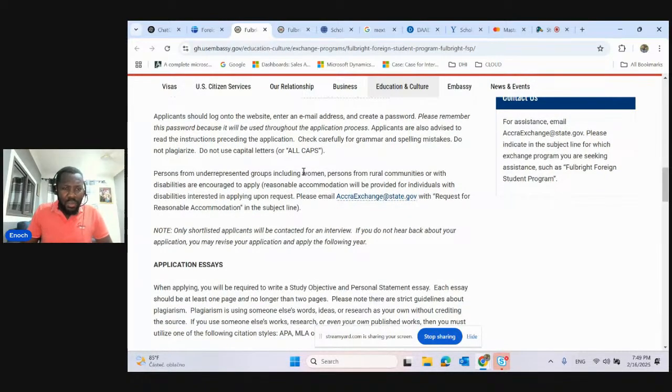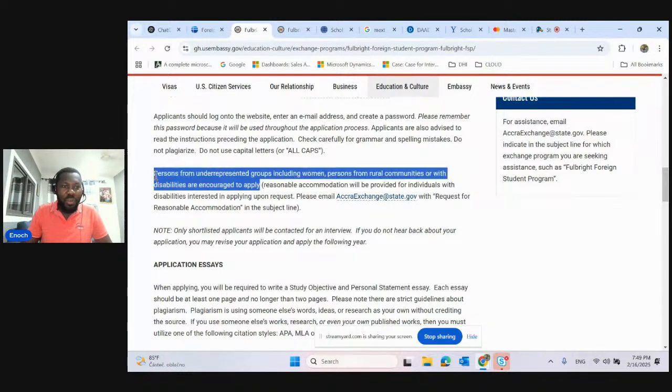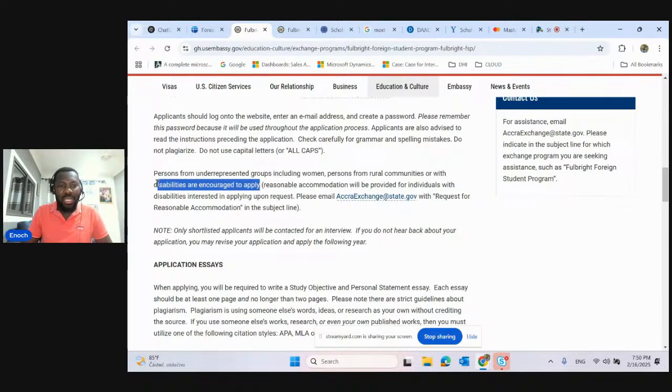Persons from underrepresented groups, including women, persons from rural communities or with disabilities, are encouraged to apply. Yesterday, I made mention of these need-based scholarships or merit-based, need-based scholarships, which can be for marginalized people, underrepresented people, women, and all that. And you can see that is clearly identified here. Reasonable accommodation will be provided for individuals with disabilities interested in applying upon request. You have to email the Accra Exchange at state government with request for reasonable accommodation in the subject.